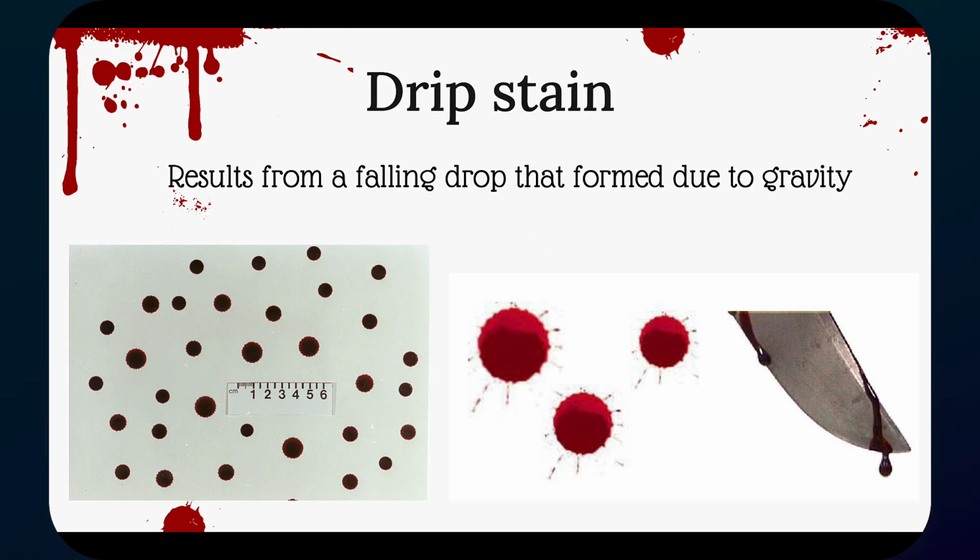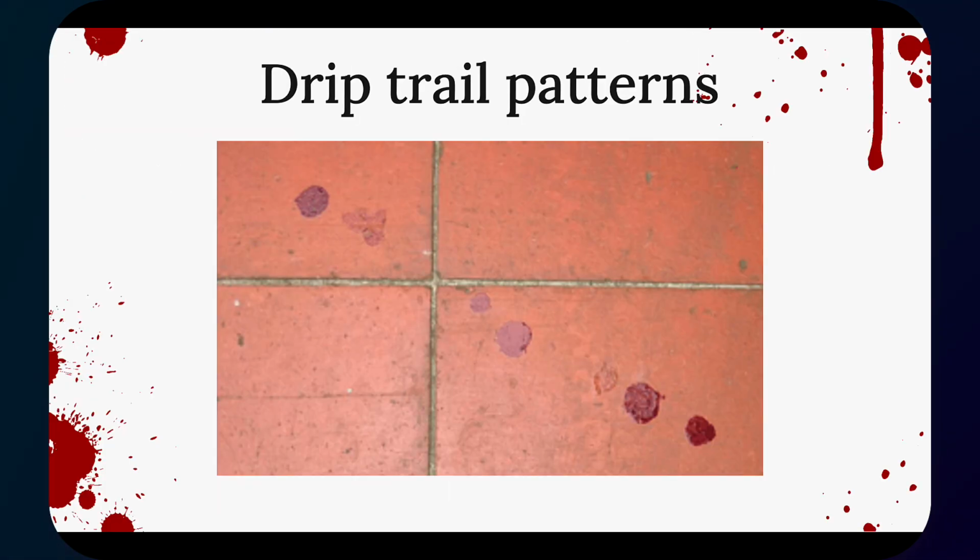A drip stain is a blood stain resulting from a falling drop that formed due to gravity. This could occur from blood dripping from an injury or from a weapon that has blood on it. A drip trail pattern is a series of drops that are separate from other patterns, and these are formed by blood dripping off of an object or an injury.